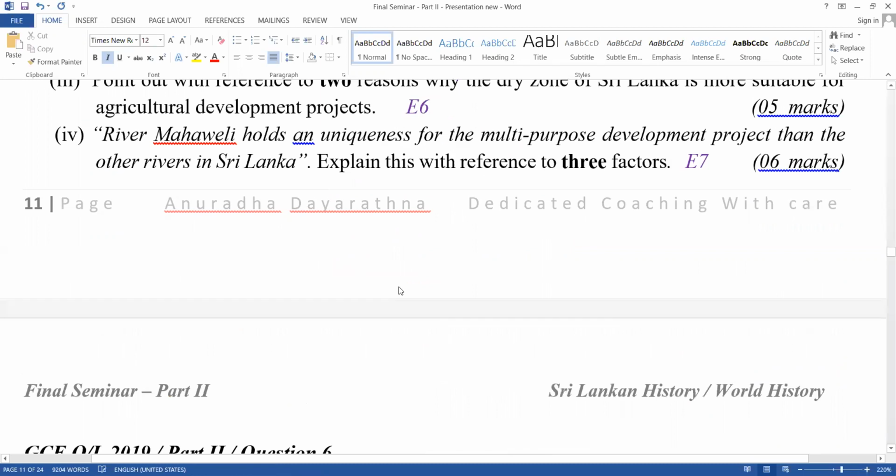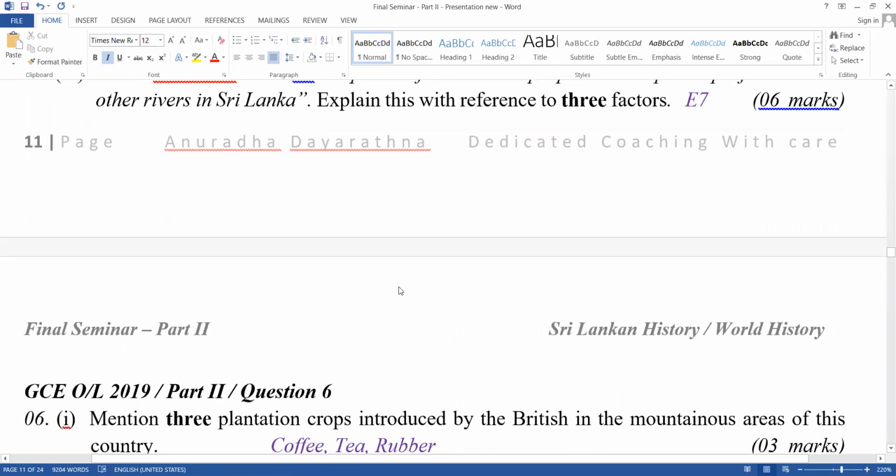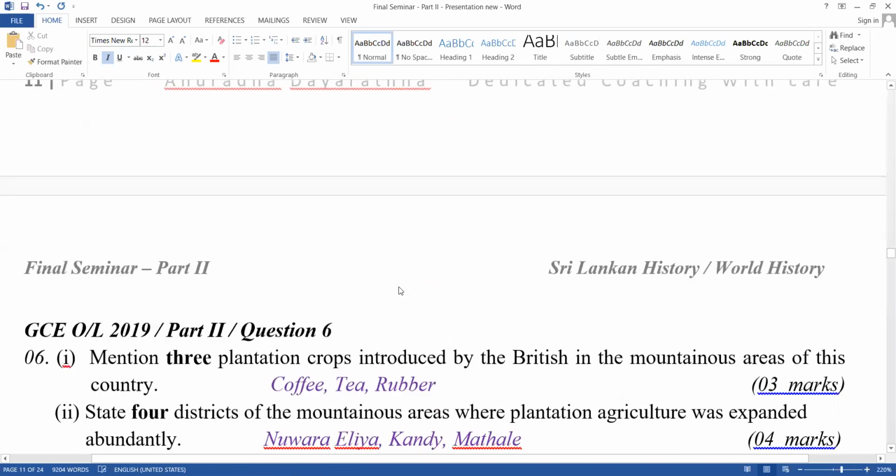And this one, mention three plantation crops introduced by the British in the mountainous areas of this country: coffee, tea, and rubber. For districts: Nuwara Eliya, Kandy, Matale. Or you can write even Galle. Four districts; here we have given three districts.